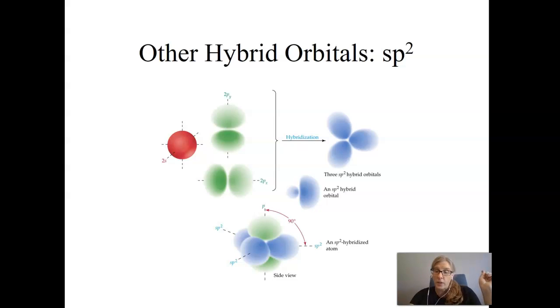So there are two other types of hybridization in addition to sp3, which is associated with tetrahedral geometry. There's sp2, in which one s orbital and two p orbitals are hybridized to make three equivalent orbitals that arrange themselves in a trigonal planar shape.